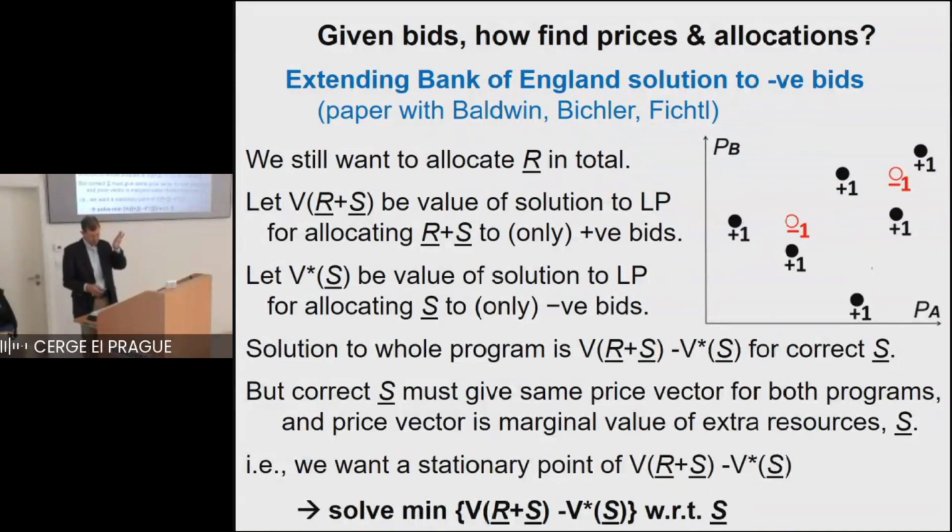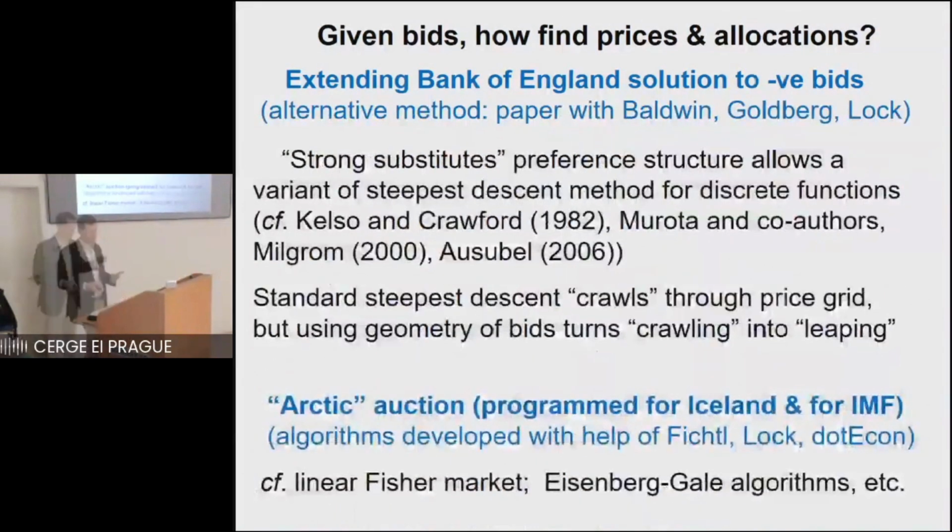And so Bichler and Fichtl, the computer scientists, got involved, and they helped us with that. And then we had another way of doing it, which is a non-linear programming approach, crawling through the picture, which is more standard in auctions, although again we use our geometry to make that more efficient. The other computer scientists were Goldberg and Lock, and then there are methods for Iceland and for the IMF, which again use a different team of computer scientists, and are like Eisenberg-Gale algorithms for those who are familiar with the rather old-fashioned literature about solving competitive equilibrium. Because what I'm doing here is basically always finding a competitive equilibrium.